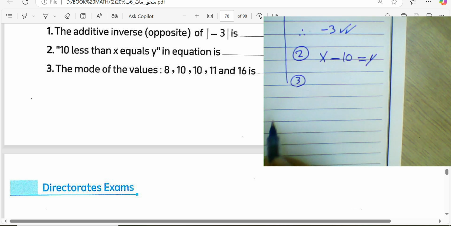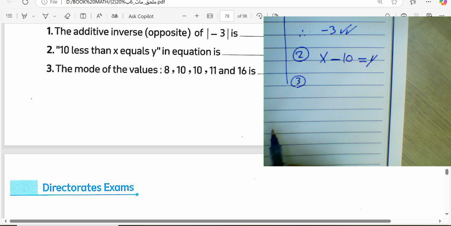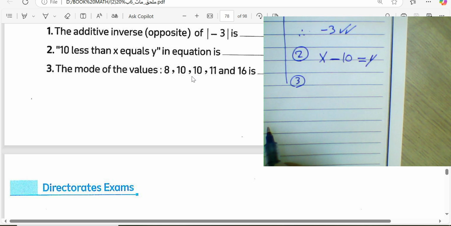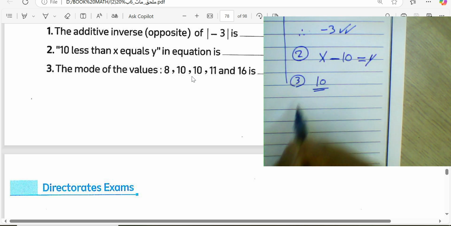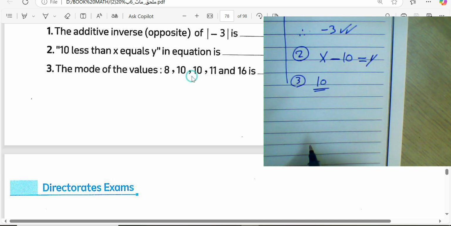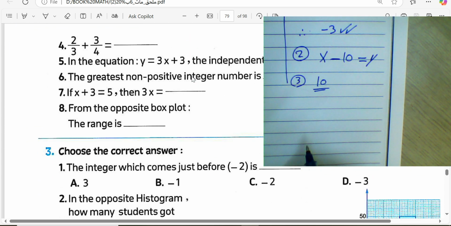Question number 3. The mode of the values will be 10, because 10 here is the most repeated. We must choose the number which is repeated the most here. Choose 10. Next question, number 4.